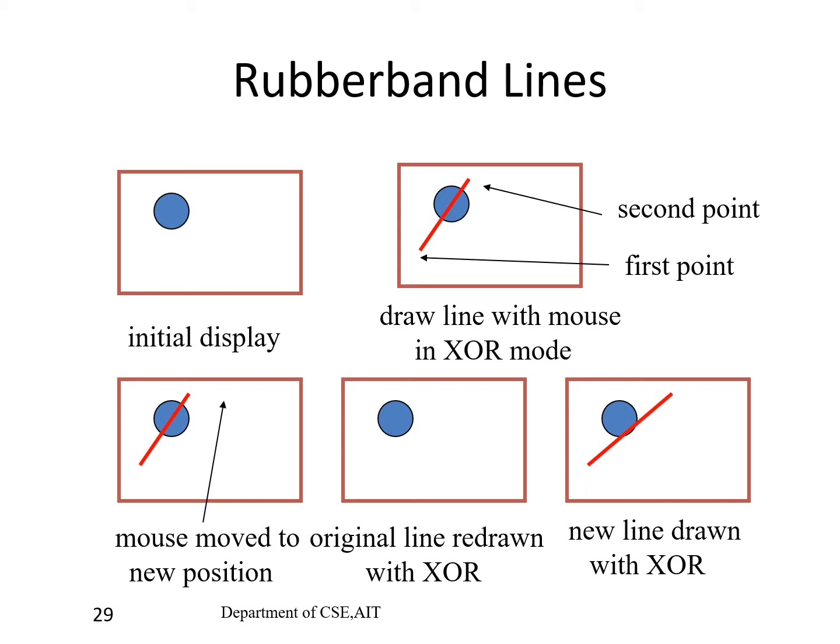So by making use of the XOR operation, you can do some similar operations like this. Because in XOR mode, when you apply the operation twice, you will get back the original information, and that property is made use of in this particular operation here in rubber banding.